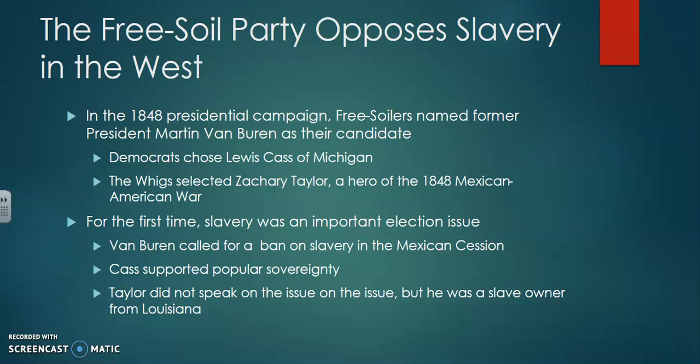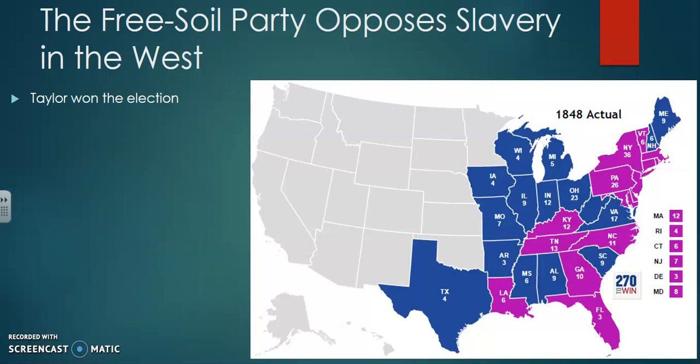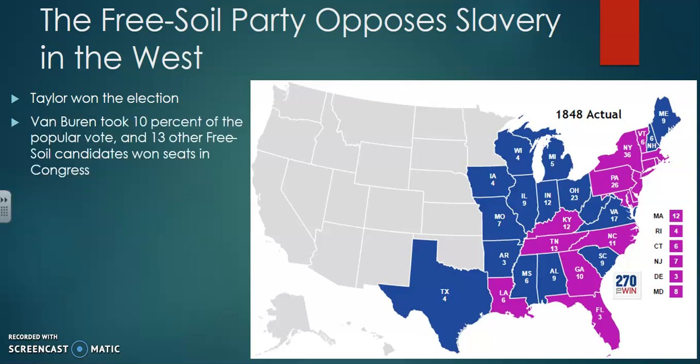So because he's a slave owner from Louisiana, everybody just kind of assumes that he's fine with slavery and he's just going to let it slide and keep things the way they are. So Taylor will ultimately win the election. All the states in the purple color were won by Taylor. Cass won all the blue states. Unfortunately, Martin Van Buren did not win any states, but he did take 10% of the popular vote, and 13 other Free Soil candidates won seats in Congress.